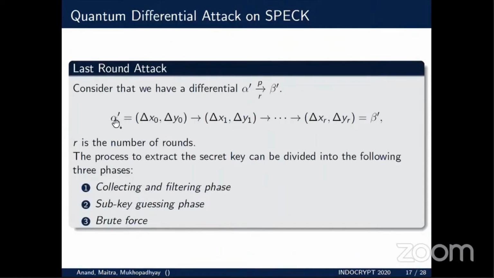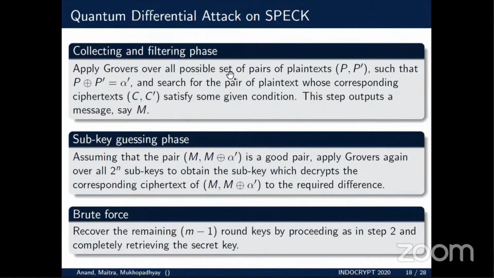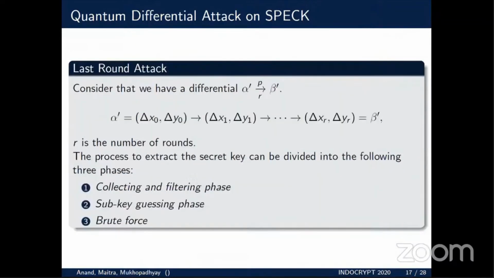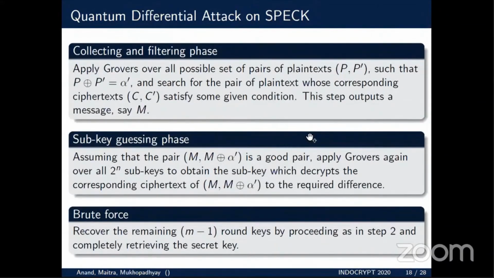And so if we have this trail here, where R is the number of rounds with probability P, then we can extract the secret key using these three phases: the collecting, the filtering or subkey guessing, and the brute force. So in collecting, we apply Grover's over all possible pairs of plaintext such that we get a pair M which satisfies that trail. In the subkey guessing phase, we go back one round, decrypt it one round, and then try to find only those subkeys which give this XR and YR. And in the last, we try to brute force all the remaining M-1 round keys.